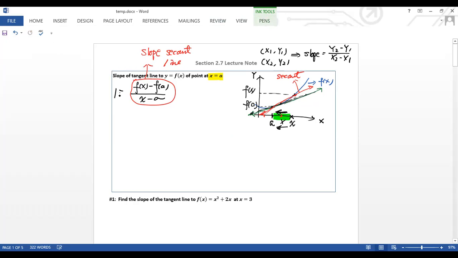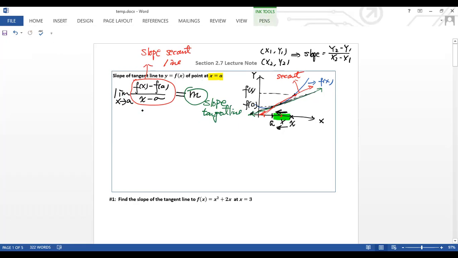So I know the limit here when x approaches a. So what is this going to approach to? Because this is the slope of the second line here. When x approaches a, what is this limit going to approach? This is the slope of the tangent line here. Right? So this is the slope of the tangent line.